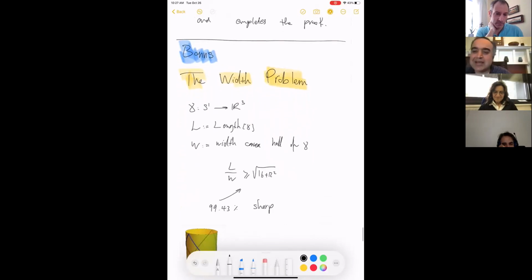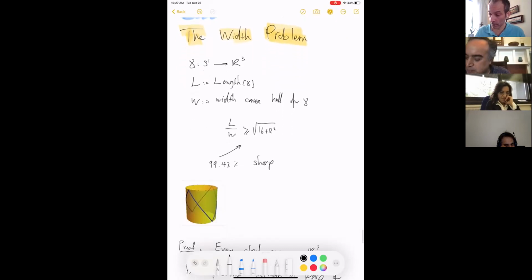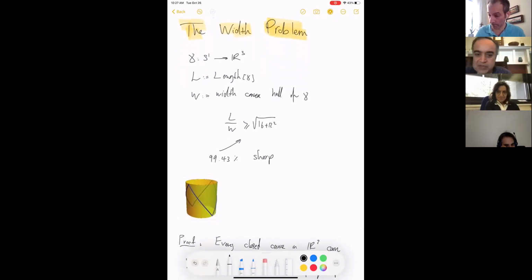The width problem is the same. You have this convex hull, and the convex hull has a certain width. So the width, remember, is the shortest distance between a pair of parallel planes. And so what I proved is that L over W is bigger than square root of 16 plus pi squared.